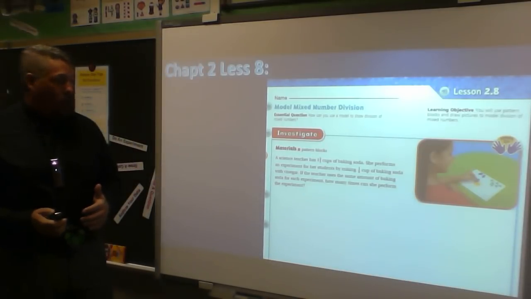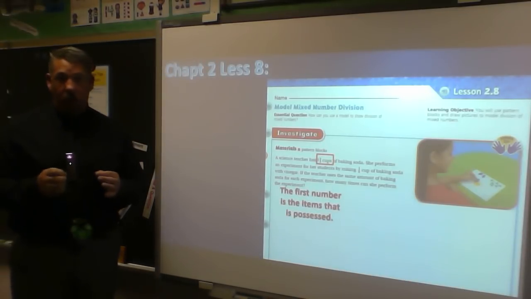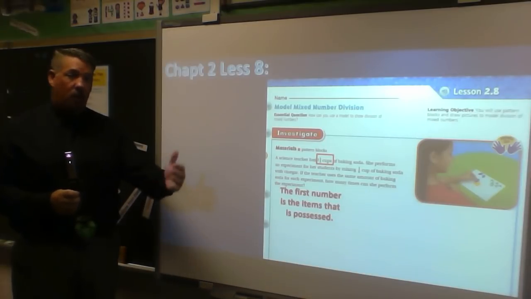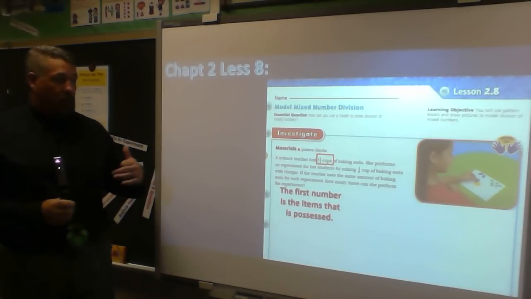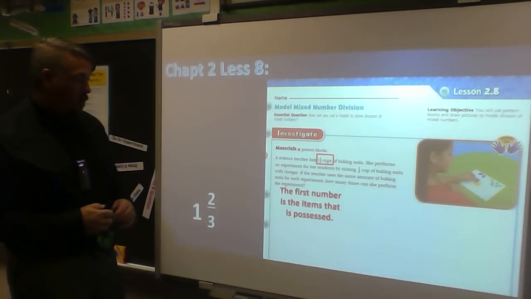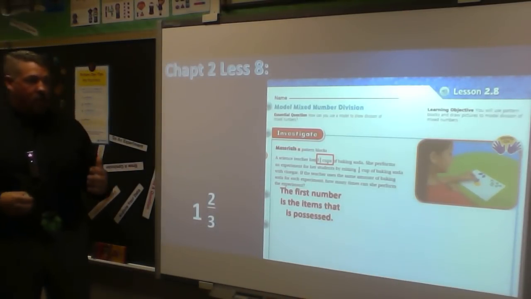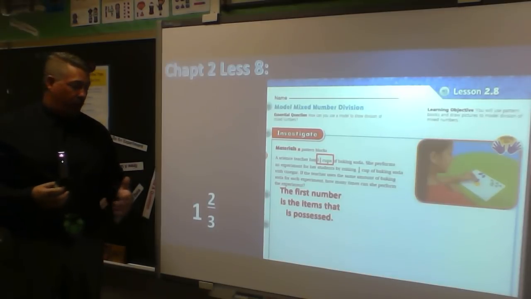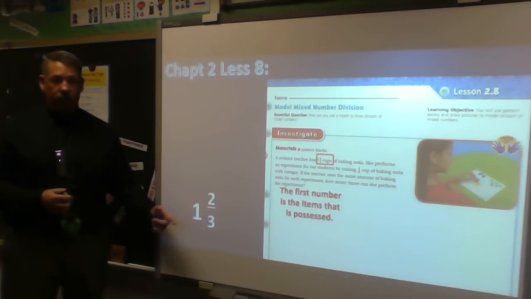So I have to know that 1 2/3 is going to be my starting number. It's going to be out front. And then it's going to be divided into how many equal little groups. That's going to be my second number. Once I got that then I know I'm doing division and I have to have a fraction, right?